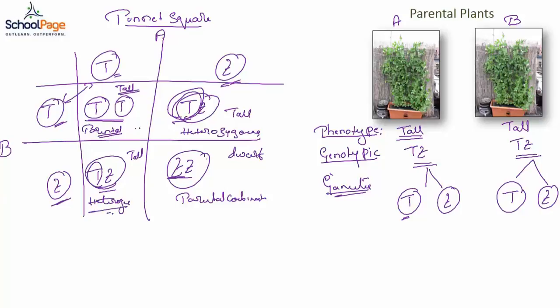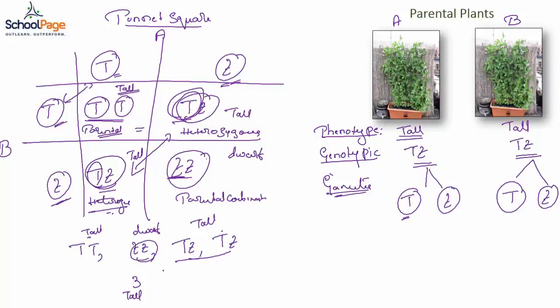So we have two parental combinations, TT and tt. We have two organisms or two plants with heterozygous genotype, that is capital T small t and capital T small t. This plant will be tall, this will be dwarf, these two will be tall plants again. So we see that there are three tall plants here, 1, 2, 3. So 3 tall and only one dwarf, so 1 dwarf. So the phenotypic ratio is 3:1.